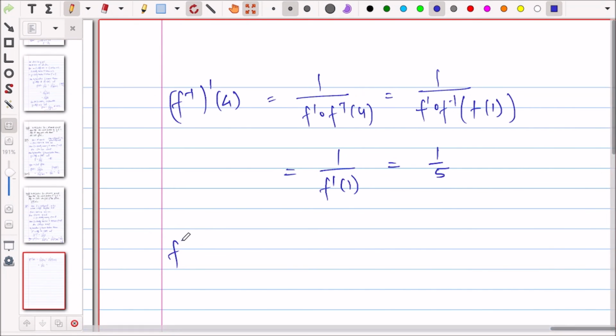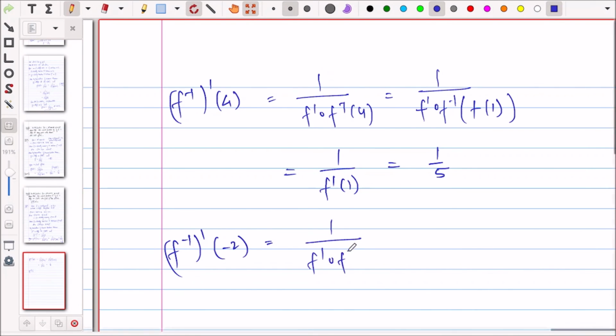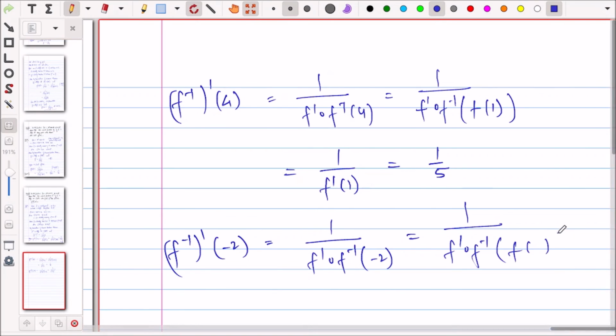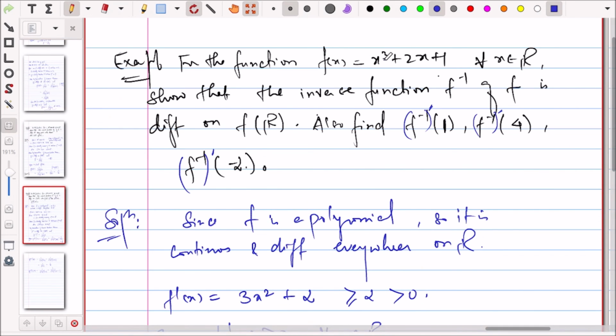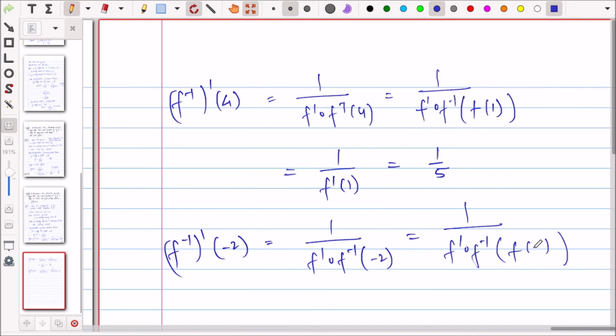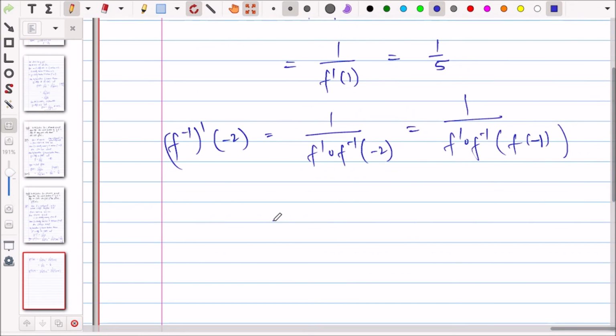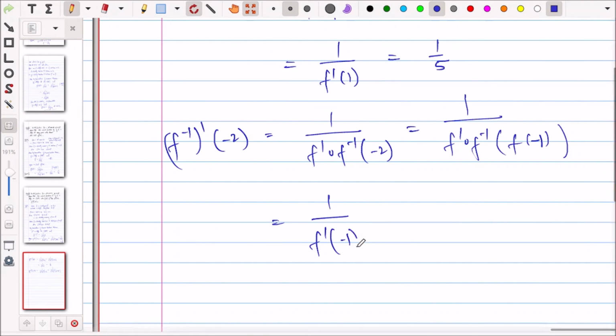1 by 5. Now f inverse dash minus 2. So this is 1 by f dash of f inverse of minus 2, f of कौन सी value पे -2 आएगा? When you take x equal to minus 1, so minus 1 minus 2 minus 3 plus 1 is minus 2. So it's coming out at minus 1. So this is your 1 by f dash of minus 1, and when you will put minus 1 here, then again you will get 1 by 5. Okay, so this is how you can find the values.